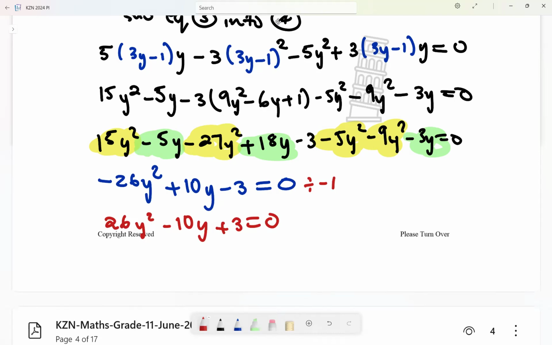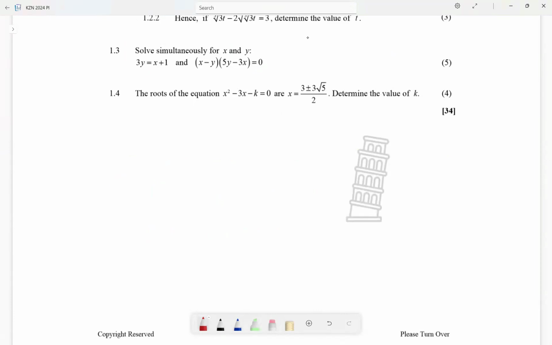Okay, I found a faster method, right? Instead of manipulating this one, we will start afresh. We'll say this is 3y equal to x plus 1, like that. Then for this one, instead of applying anything, let's say x minus y equals 0, then 5y minus 3x equals 0.